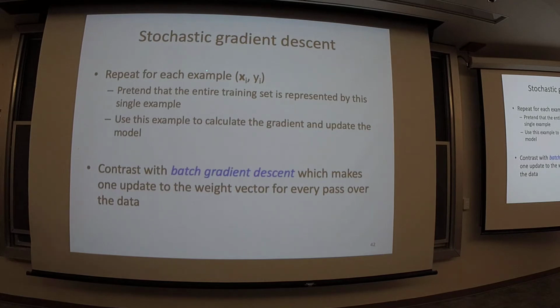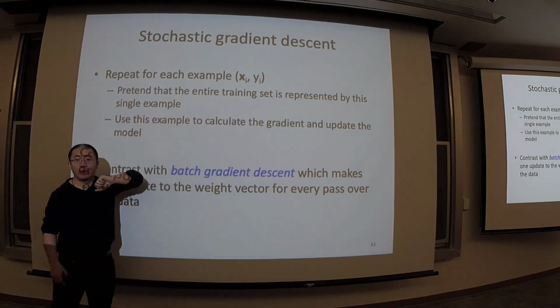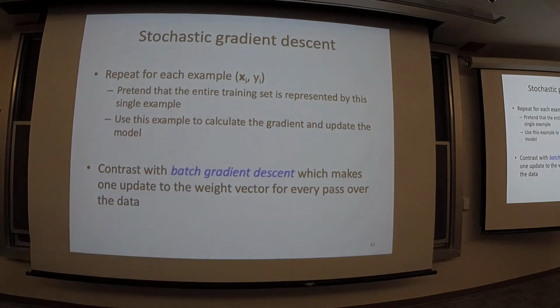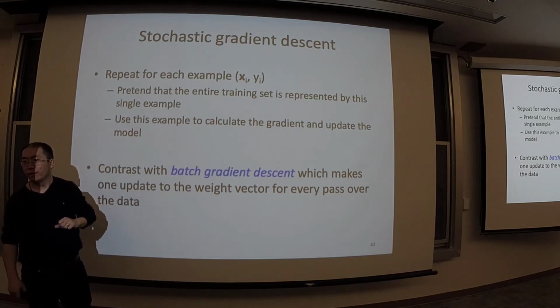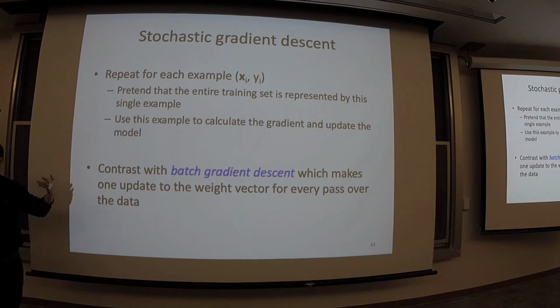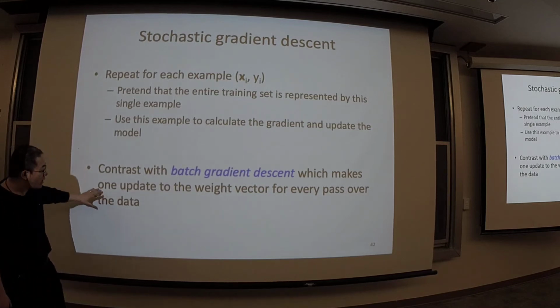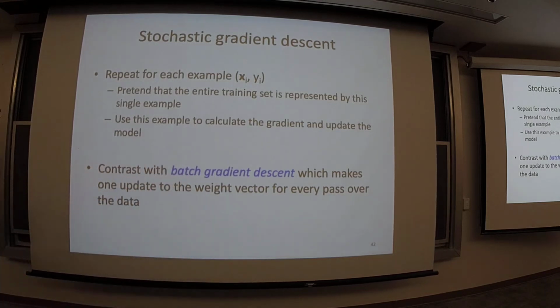It's going to repeat for each particular training example. Pretend that the entire training set is just represented by this single example. Then we use a single example to calculate the gradient and update the model. That's the idea of stochastic gradient descent. Obviously it contrasts with batch gradient descent. The standard gradient descent is also called batch gradient descent, which makes one update to the weight vector for every pass over the entire data set.